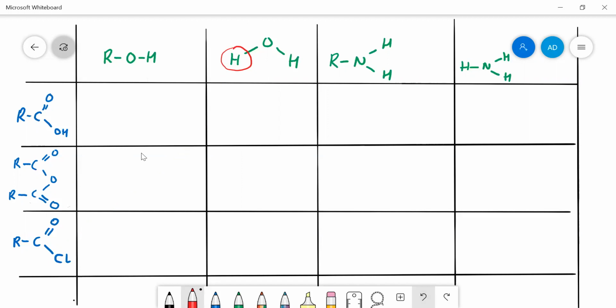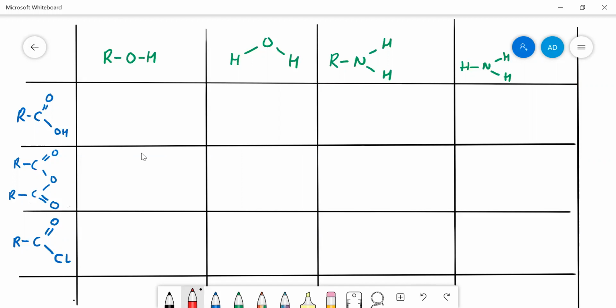And the same, well, if we consider water to be a special alcohol with 0 carbon atoms, we can consider ammonia to be a special amine with 0 carbon atoms as well, and that's going to react in a very similar way.